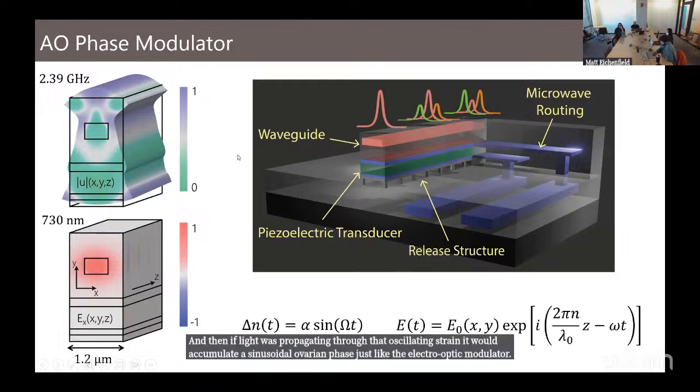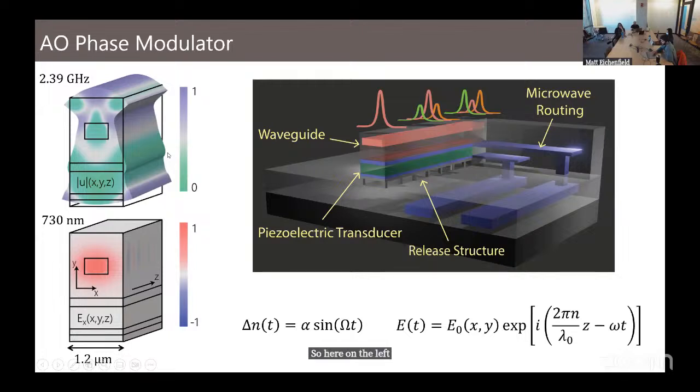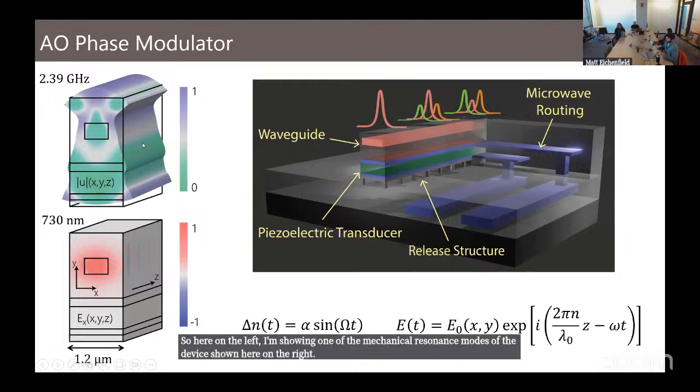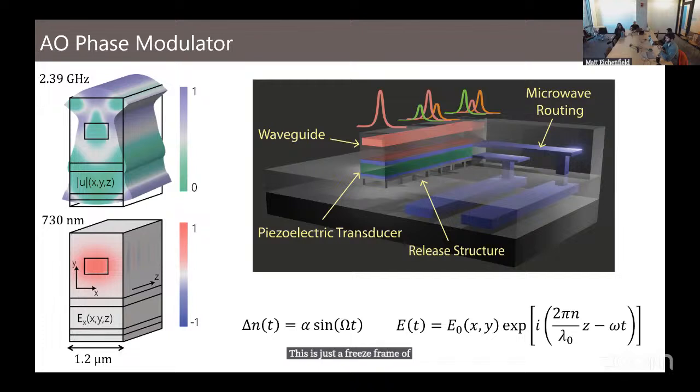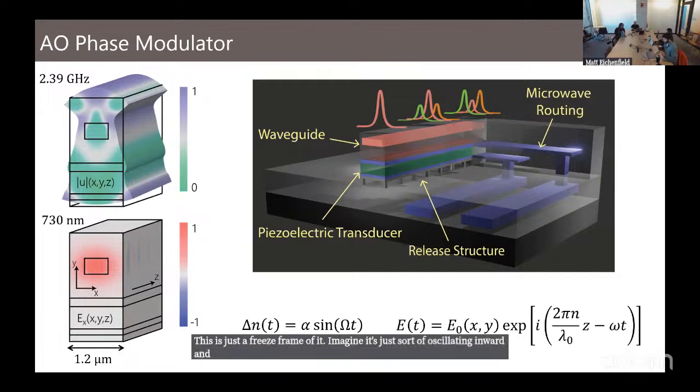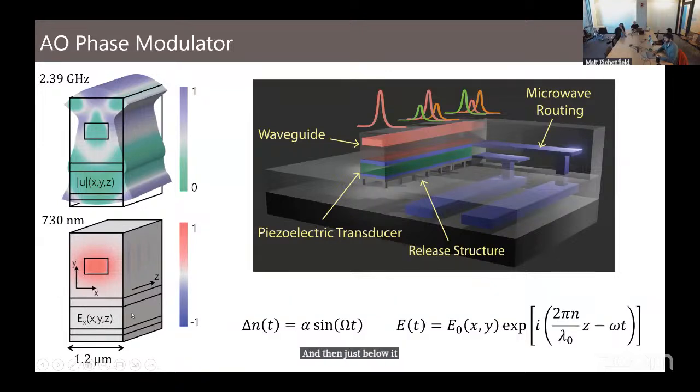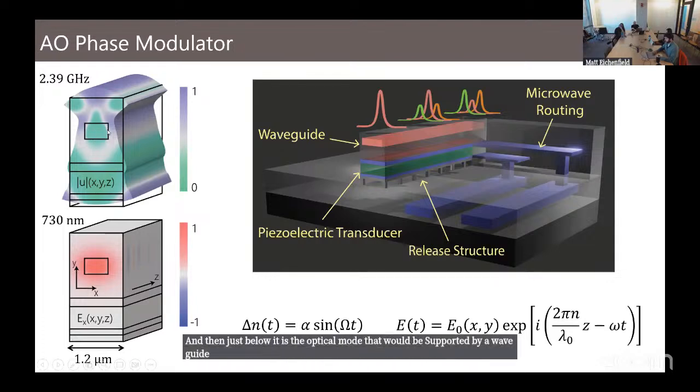So here on the left, I'm showing one of the mechanical resonance modes of the device shown here on the right. This is just a freeze frame of it. Imagine it's oscillating inward and outward, but it's varying sinusoidally. And just below it is the optical mode that would be supported by a waveguide within this mechanical resonance structure. That's showing how the mode propagates through the mechanical mode along the z-axis.